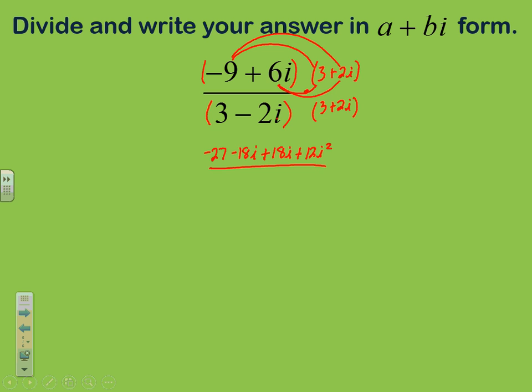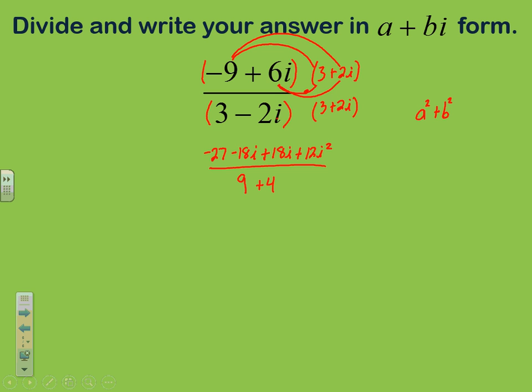Now in the denominator, similar to the example that we saw a couple of problems ago, because we're multiplying conjugate pairs, I'm not going to bother FOILing them. I'm going to just look at the rule a squared plus b squared, where a is 3, so 3 squared is 9, and b is 2, 2 squared is 4.